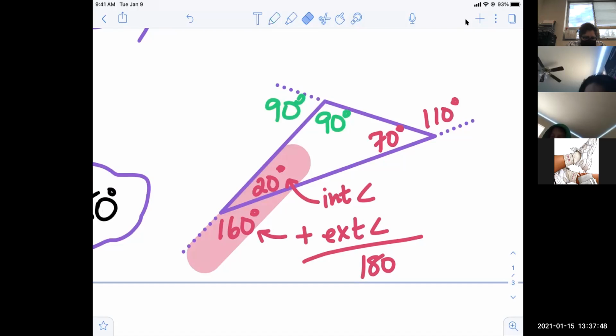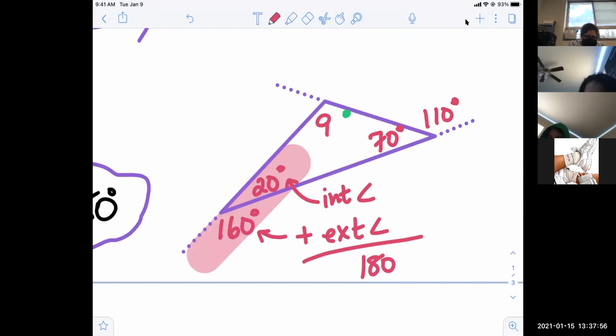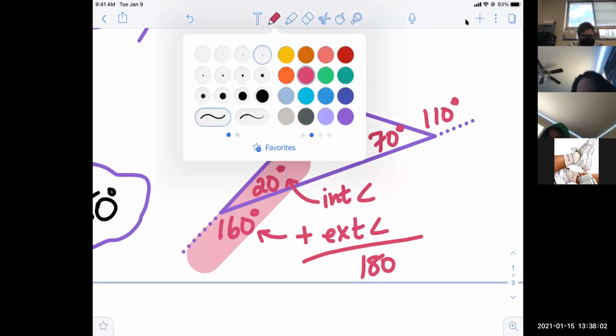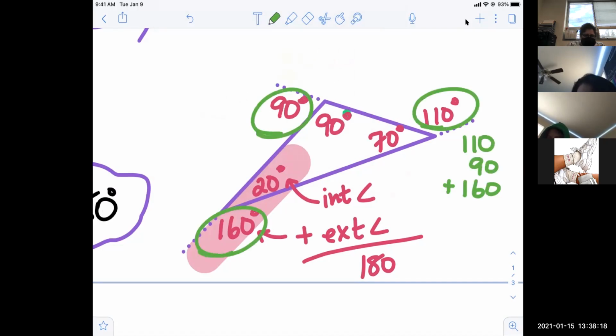Let me go back to what I was doing before. Whoops, lost my triangle. If we add up all the exterior angles, so let's just look at the exterior angles here. This angle, and this angle. 110, 90, and 160 add up to how much? What's 110 and 90? Yeah, 200 plus 160 is 360.